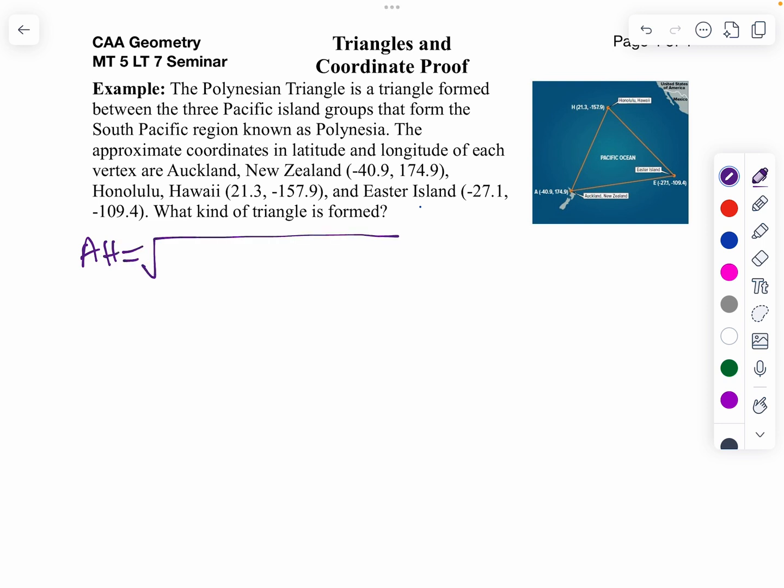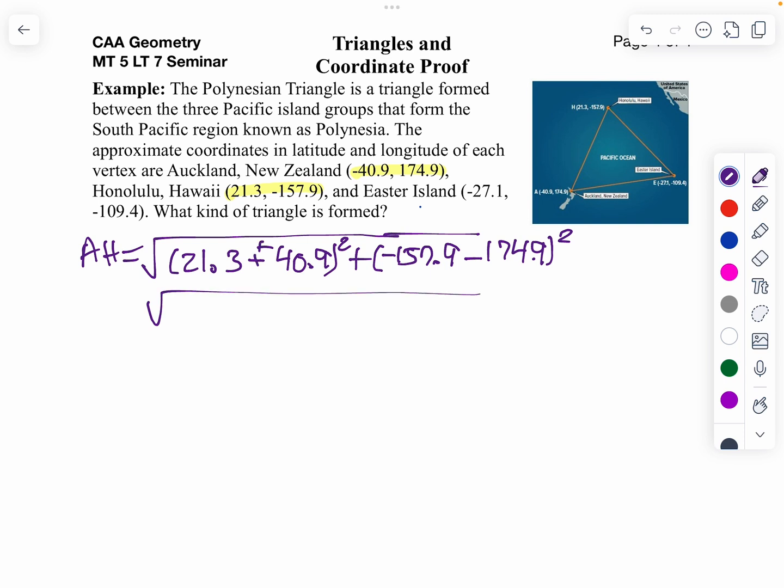So from Auckland to Hawaii, let me highlight those for us. Auckland is at negative 40.9 and 174.9, and Hawaii is at 21.3 and negative 157.9. So I'm going to say 21.3 minus a negative 40.9, and we're going to square that. And then I'll say negative 157.9 minus 174.9. I'm going to square that.